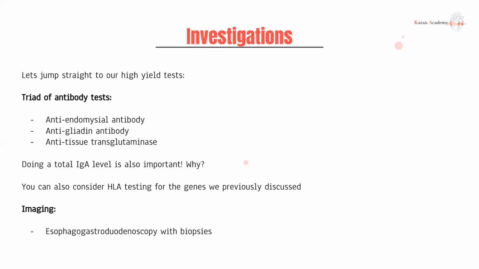Surprisingly enough, the antibody to tissue transglutaminase is an IgA antibody. Therefore, if you have IgA deficiency, you can often have low or normal levels of tissue transglutaminase despite having celiac disease. Let me say that again. Tissue transglutaminase is probably the most sensitive and specific antibody we have. However, if you have low levels of all IgAs, you can often have a false negative because the anti-tissue transglutaminase antibody is also an IgA antibody, right? If you're uncertain, you can also consider HLA testing for the genes we previously discussed.